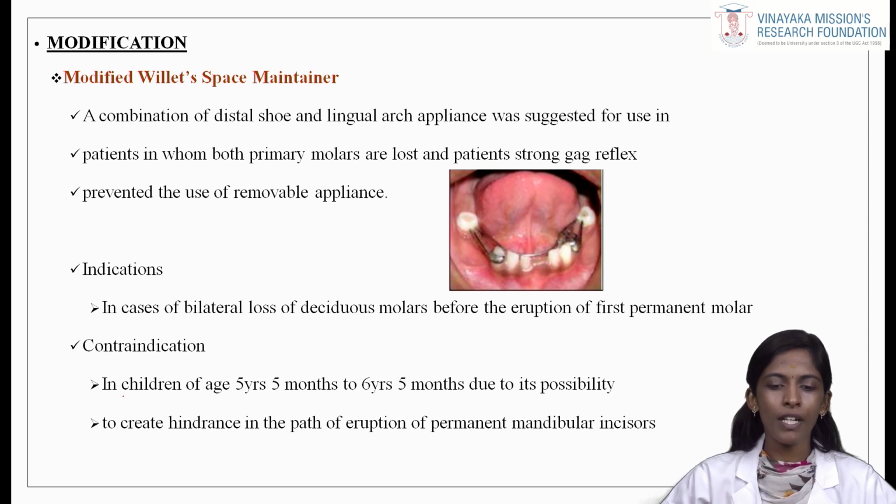It is a combination of distal shoe and lingual arch appliance and was suggested for use in patients in whom both primary molars are lost and in patients with a strong gag reflex that prevented the use of removable appliances. It is indicated in cases of bilateral loss of deciduous molars before the eruption of the first permanent molar, and the contraindications include children of age 5 years 5 months to 6 years 5 months due to its possibility to create hindrance in the path of eruption of the permanent mandibular incisors.